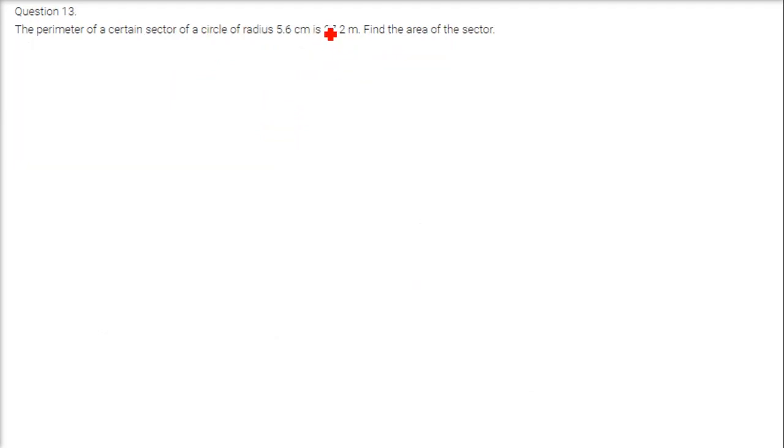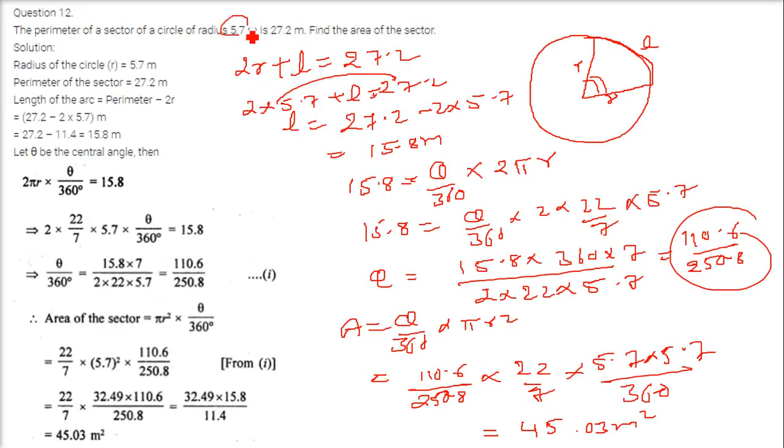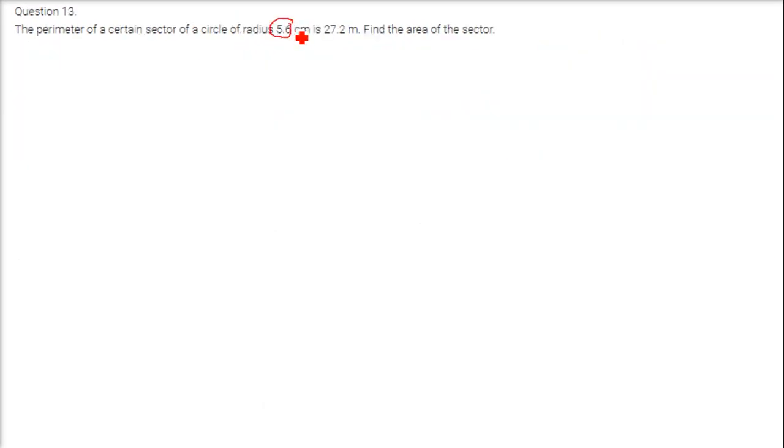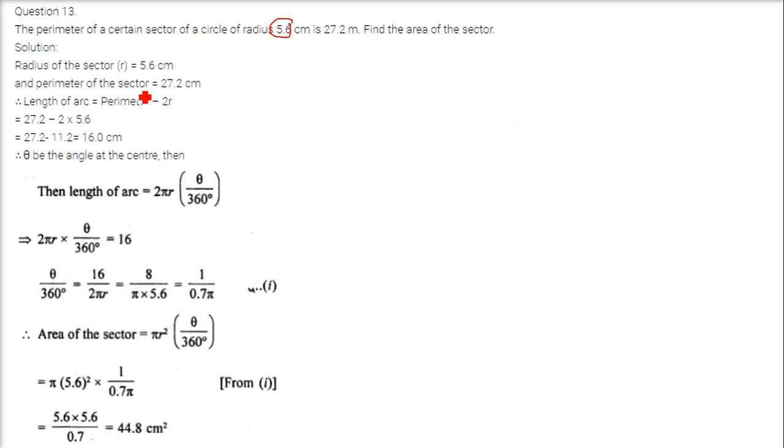So this question is exactly similar to the previous one. See, there is only one difference. This 5.7 is 5.6 here, exactly similar. So what we are going to do here is we have a circle, we have the perimeter, this one and this one. So we just try to find out this length of the arc, which is going to come as 2 into r minus of this 27.2 will be equal to length, which is 16.